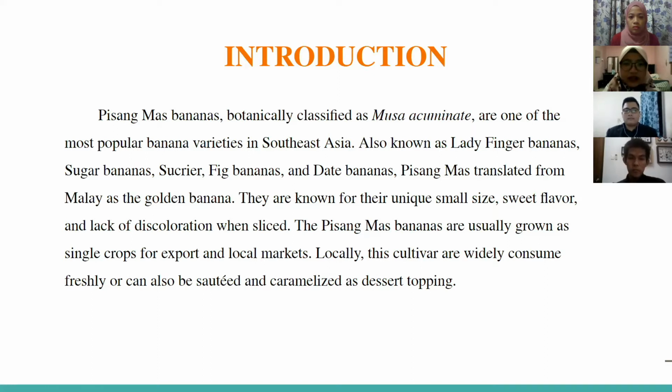Pisang Mas bananas, botanically classified as Musa acuminata, are one of the most popular banana varieties in Southern Asia. It is also known as ladyfinger bananas, sugar bananas, sucrier, fig bananas, and date bananas. The Pisang Mas, translated from Malay as the golden banana. They are known for their unique small size, sweet flavor, and lack of discoloration when sliced.